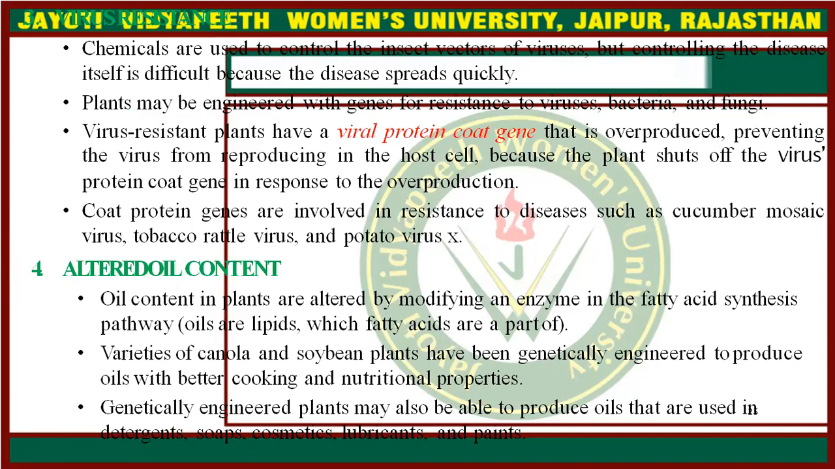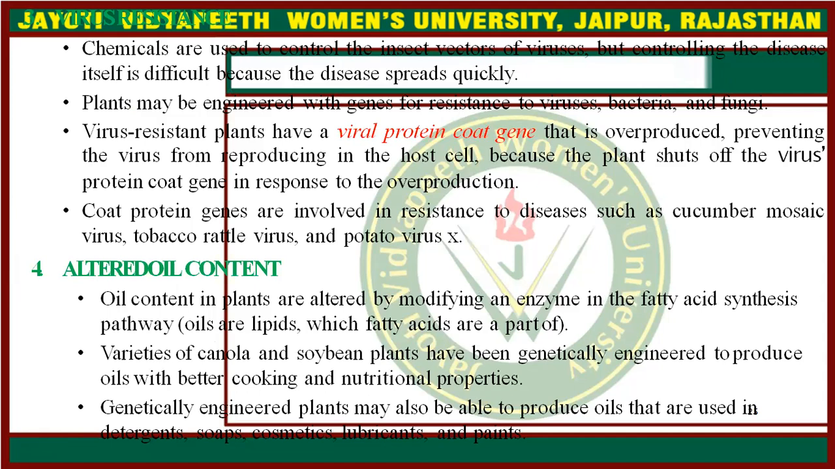Next one is virus resistance. Chemicals are used to control the insect vector of the virus, but controlling the disease itself is difficult because the disease spreads quickly. Virus resistant plants have a viral protein coat gene that is overproduced, preventing the virus from reproducing in the host cell.